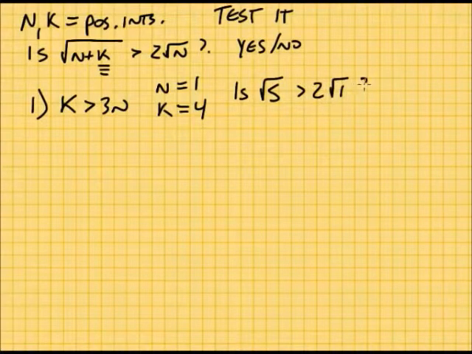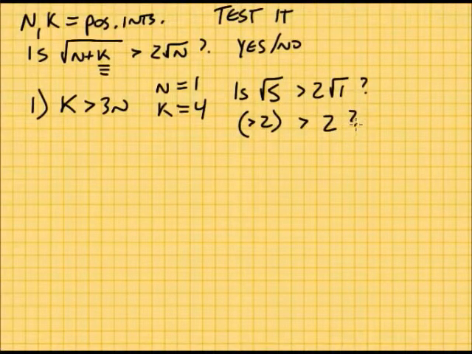Yes or no? Now, the square root of 5 is something you can estimate. Because the square root of 4 is 2, the square root of 5 would be a little bit bigger than that, so I'm just going to estimate that as something greater than 2. The right-hand side is 2 times the square root of 1, and the square root of 1 is 1, so it's essentially saying, is something greater than 2 greater than 2? And that's a pretty obvious yes. So our first test case is down, but I want to try another.